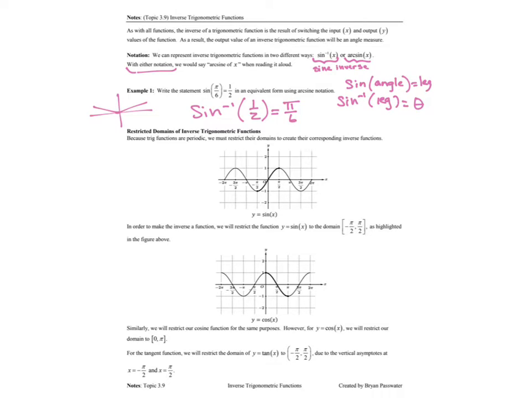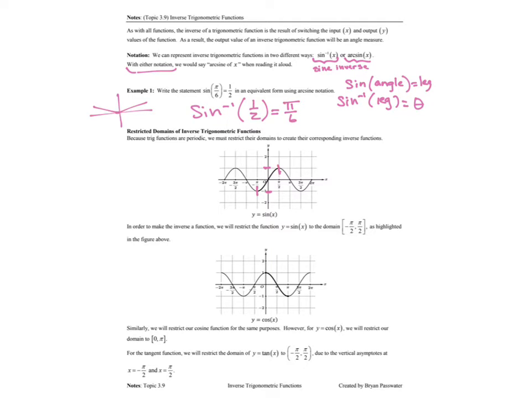It says restricted domains of inverse trig functions, and this kind of gets a little bit hairy. Because trig functions are periodic, we must restrict their domains to create their corresponding inverse functions. In order to make the inverse a function, we will restrict the domain of y equals sine x to the domain from negative pi over 2 to pi over 2. The reason we do that is, look, this is before the y values are repeated. This covers every y value from negative 1 to 1.